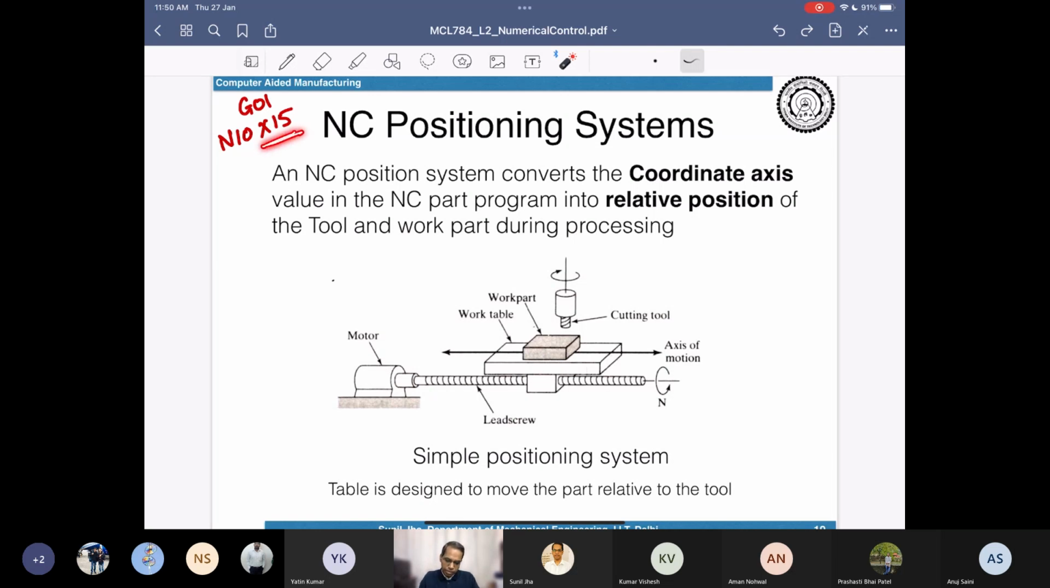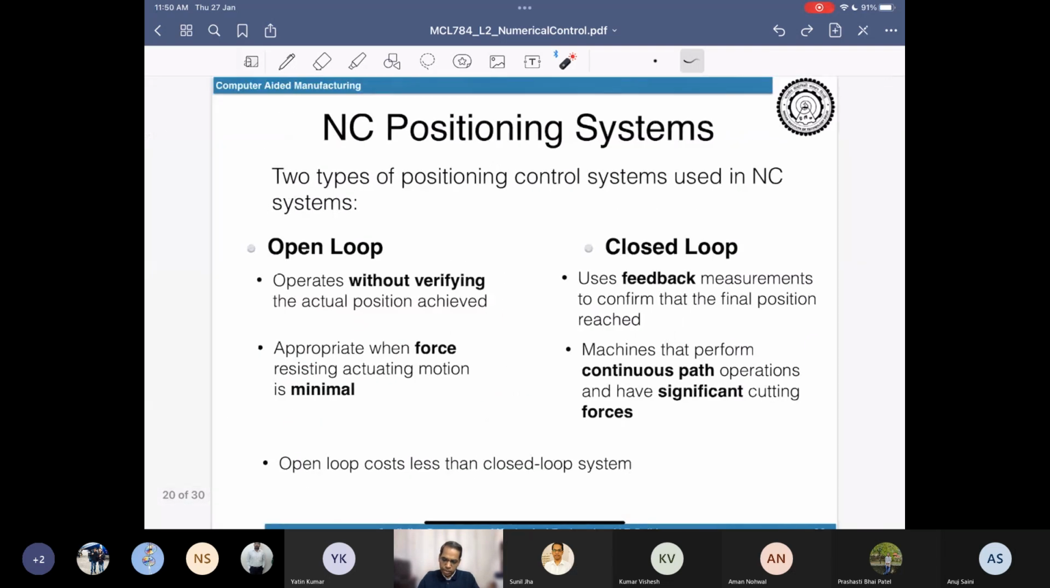So when I say X15, it means that I need to move this X-axis by 15 millimeters. Now, how this precise 15 millimeter motion is produced by this axis is what we are trying to understand. There are two ways to do that, the terminology you might have learned earlier: open loop and closed loop. In open loop, we are not verifying whether the position is achieved or not. In closed loop, we continuously get feedback to check whether the final position has been reached.